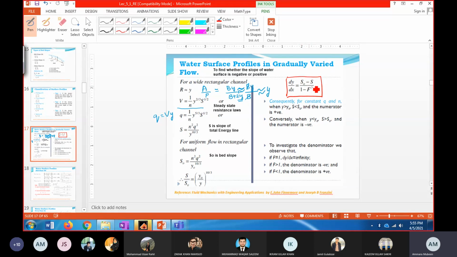In order to get the sign of the denominator, you have to investigate the Froude number. For the Froude number, you'll just check the value of y naught and whether the depth is greater than yc or less than yc. When the depth of flow is greater than yc, this Froude number would be greater or less than 1.